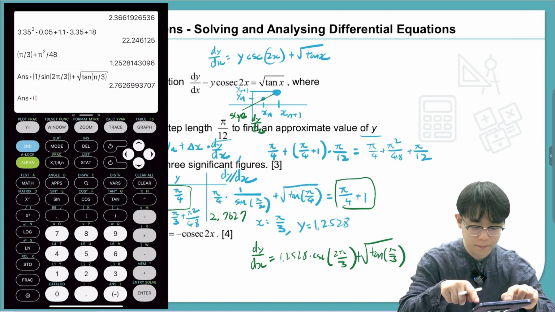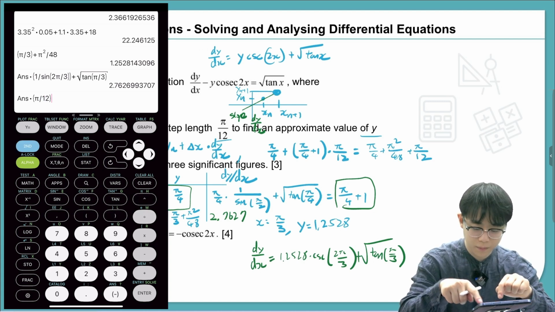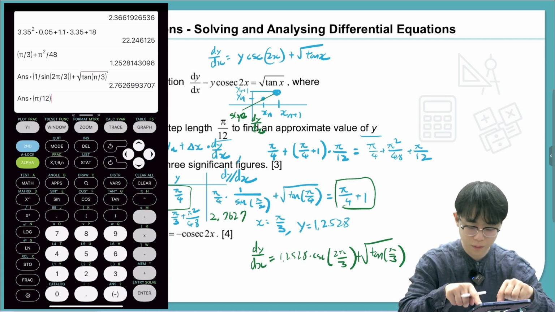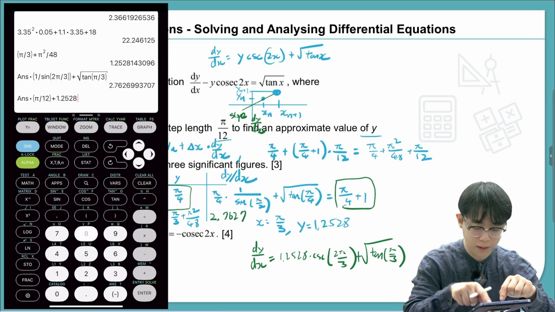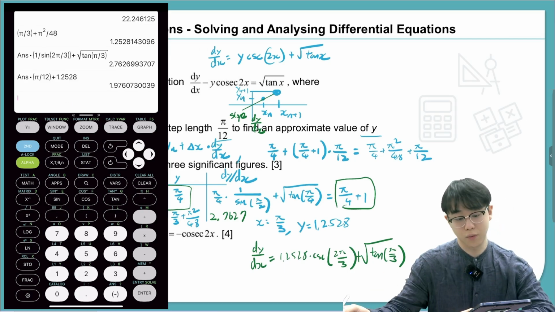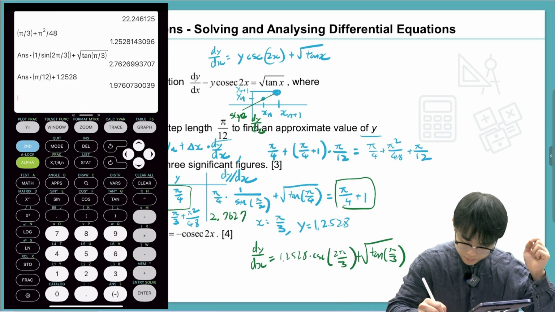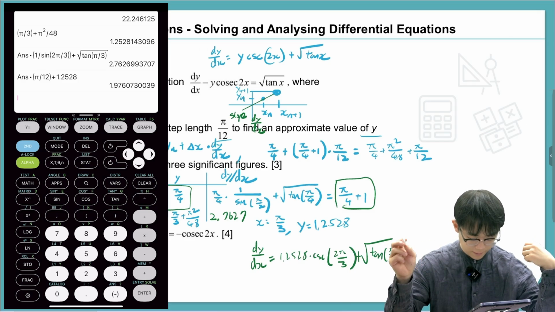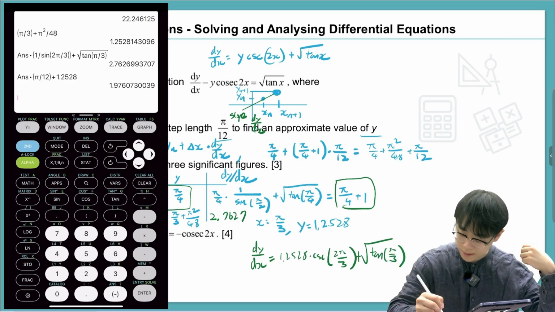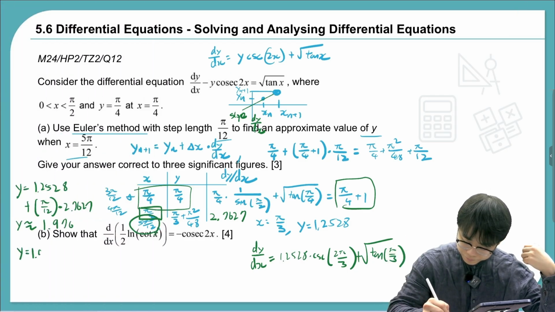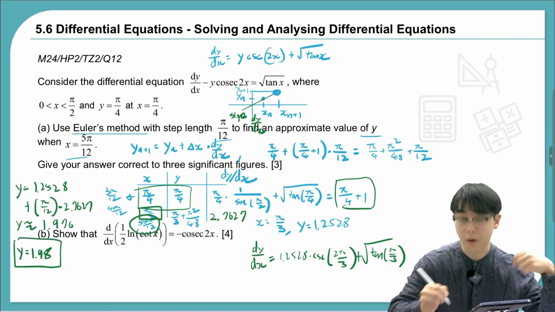pi over 12, and then plus 1.2528. So that's going to be like 1.976. If you were to get this to 3 sig figs, that would give us 1.98. So that's how you would do part A.